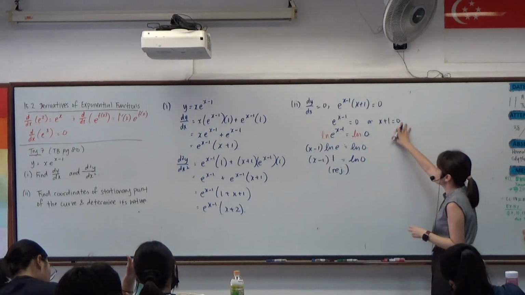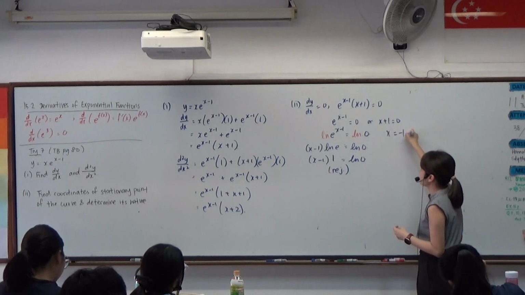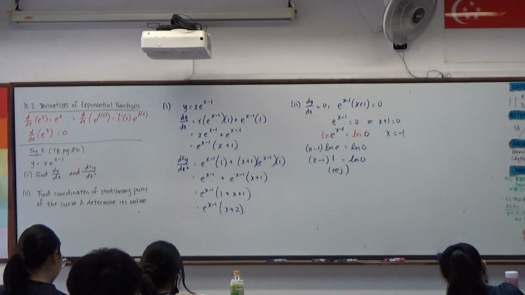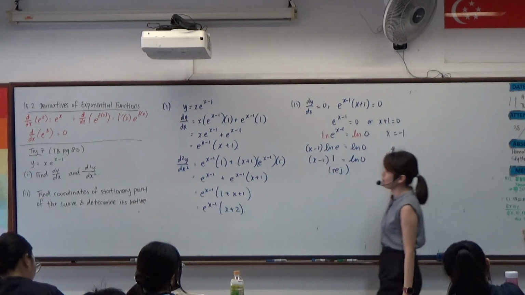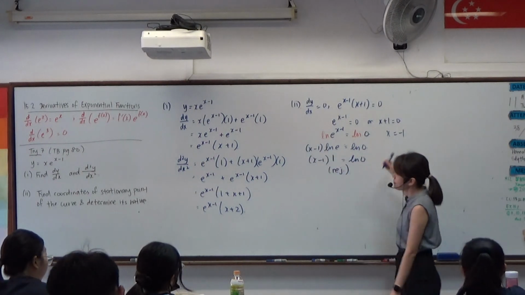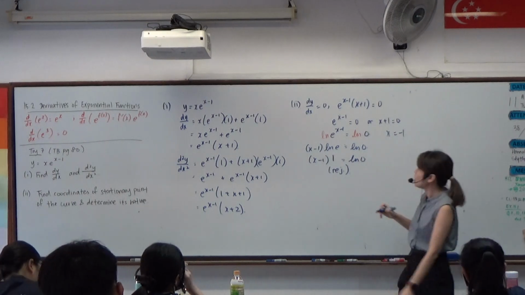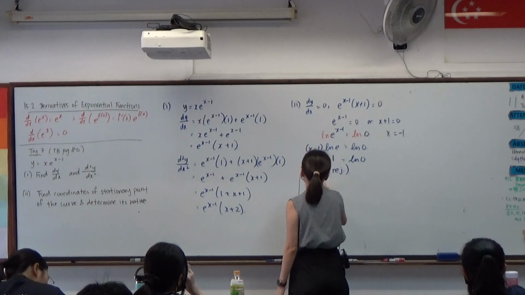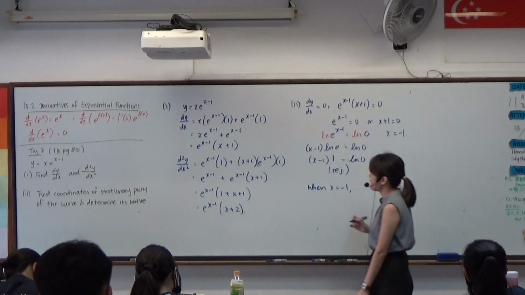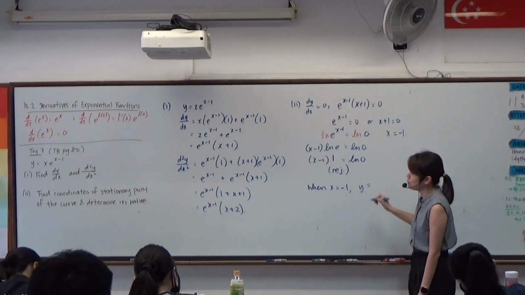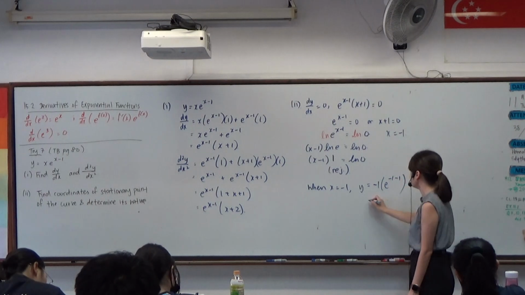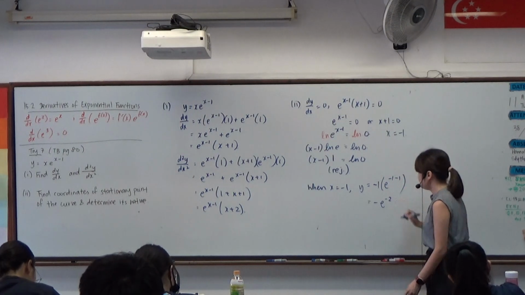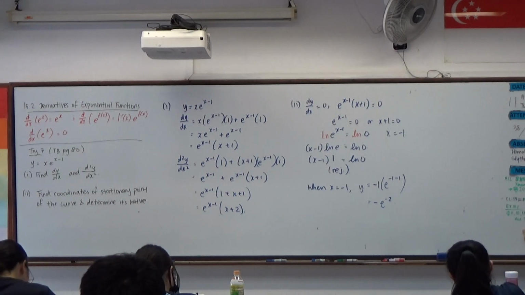Then x plus 1 equals 0 itself. This one can solve. We get x equals -1. Okay? So we get the x coordinate of one stationary point, that is -1. And then we need to find the y coordinate. So when x equals -1, y will be equal to -1 times e to the power of -1 minus 1, and we get -e to the power of -2.